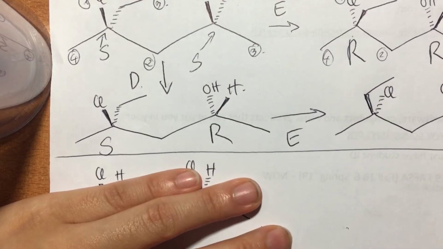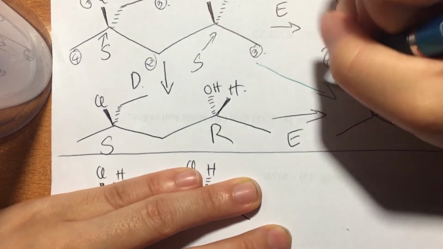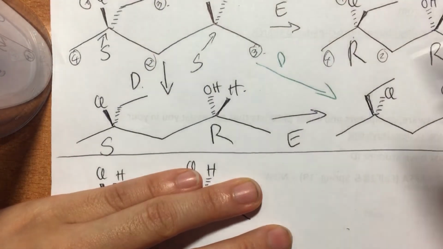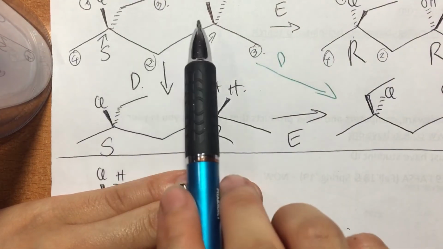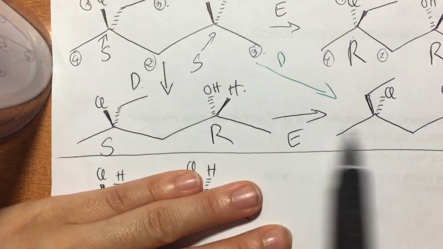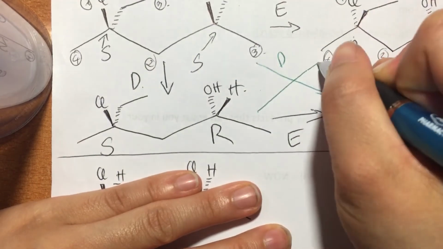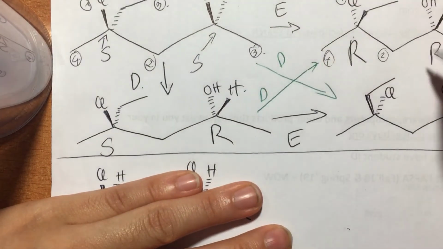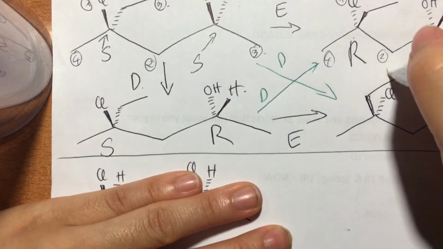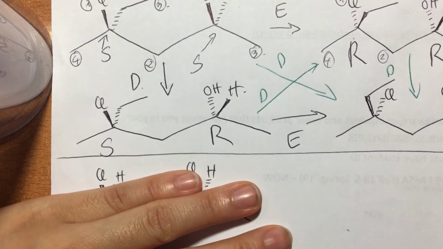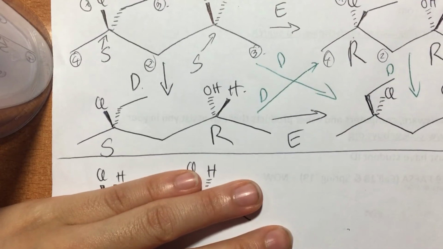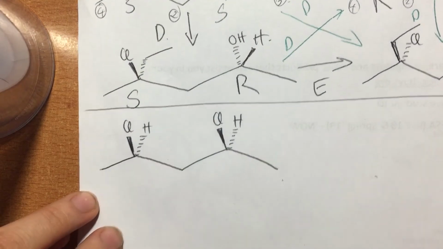So the relationship between this and this is diastereomers, because they keep one the same, but they flip the other one. And also we have this and this, also diastereomers. And this and this, diastereomers, because they keep one thing the same, but they flip the other one. So that's one example, and let's take a look at this quick example also.